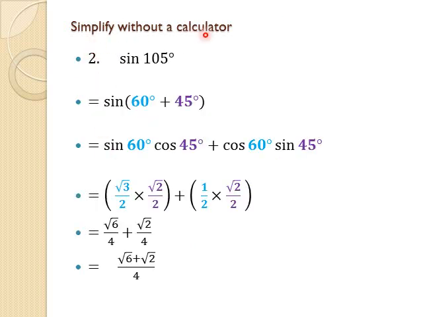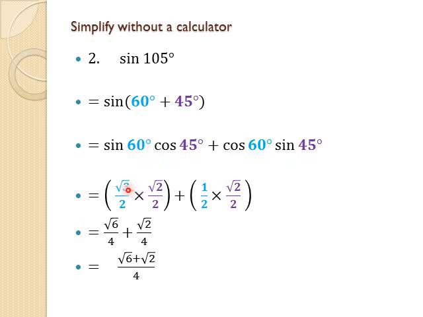Right, simplify without a calculator. So again, without a calculator, special angles. Sin 105, so 105 is the same as saying 60 plus 45. Those are my two special angles. That gives me 105. Now if I expand using sine, I have sin 60 cos 45 plus cos 60 sin 45.